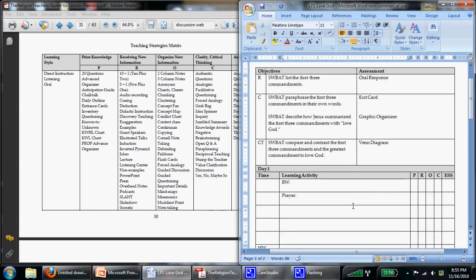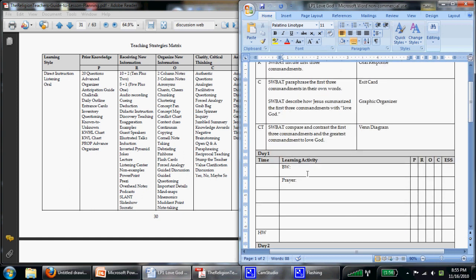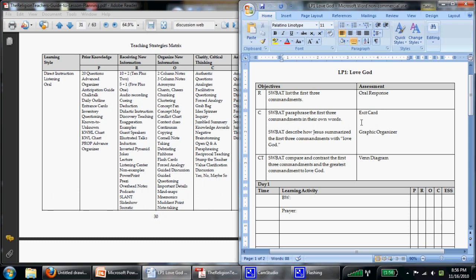So we're going to fill in the rest of this lesson plan, at least for day 1. And as a reminder, our 3 objectives, or the lesson itself, is about the first 3 commandments and their connection to the greatest commandment that Jesus says, to love God.